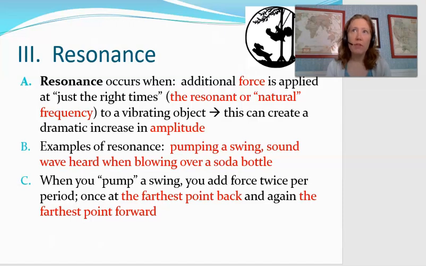And if you add force at just the right time, which is called the natural frequency of the system, then you can get this system to shake harder and harder and harder so that the amplitude goes up and up and up. And so the best and most familiar example for most people is pumping a swing.